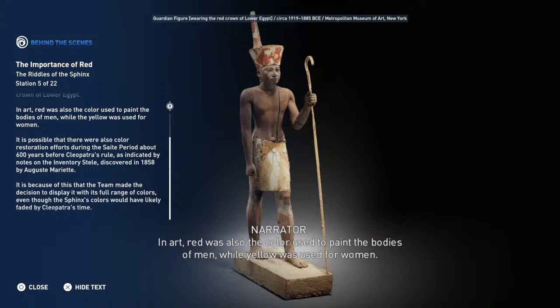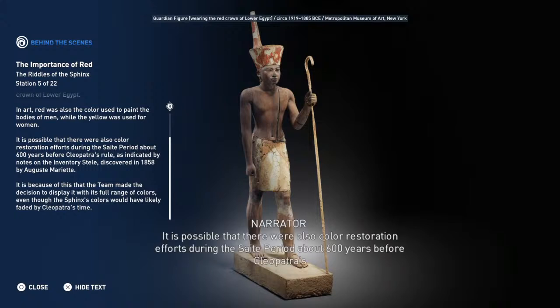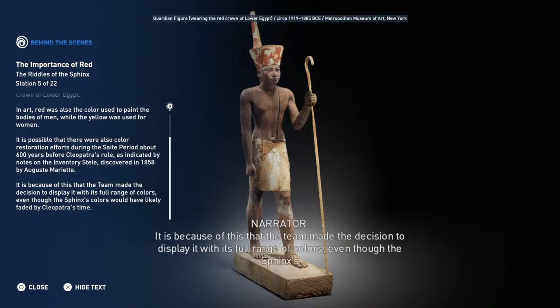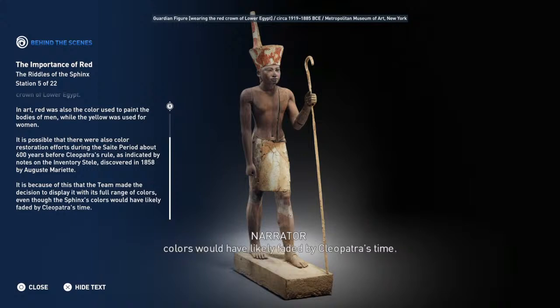It is possible that there were also color restoration efforts during the Saite period, about 600 years before Cleopatra's rule, as indicated by notes on the inventory stele, discovered in 1858 by Auguste Mariette. It is because of this that the team made the decision to display it with its full range of colors, even though the Sphinx's colors would have likely faded by Cleopatra's time.